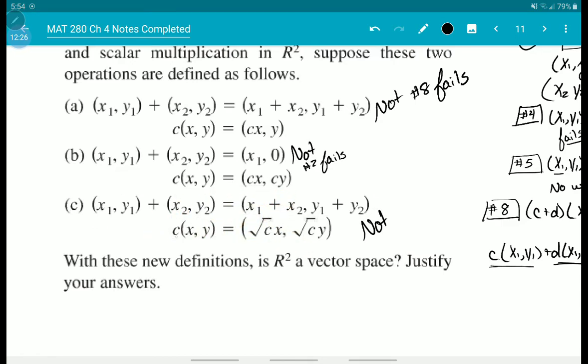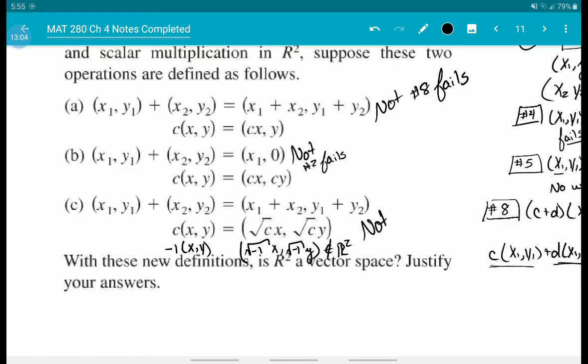Remember, scalars can be anything. Positives, negatives, and 0. Well, positives and zeros aren't a problem. It's the negatives that are a problem. Because if we take the square root, let's say C is -1. If we take the square root of a negative, now we're not in R2. We are in the complex plane. So it's not an element of R2. All because of the way we've defined that scalar multiplication. So lots of issues here, right? This one's not a vector space.